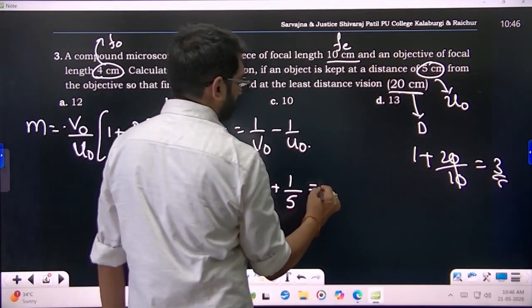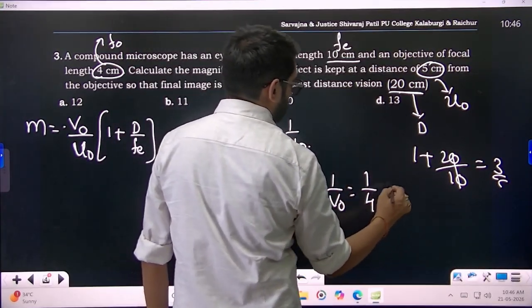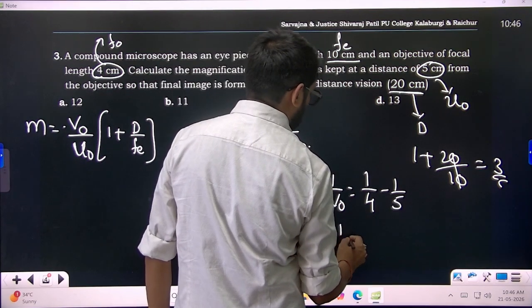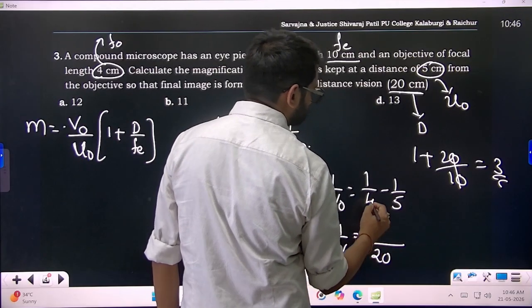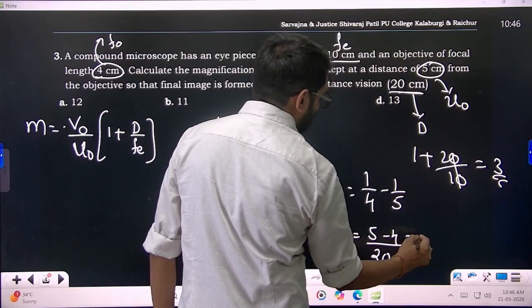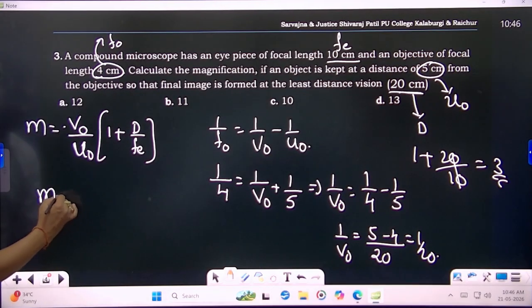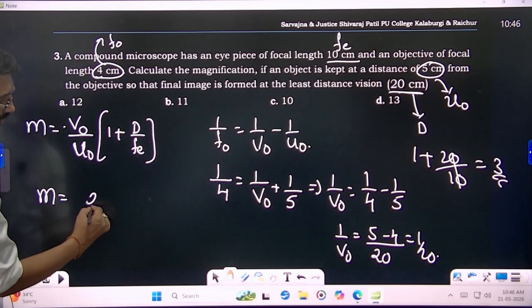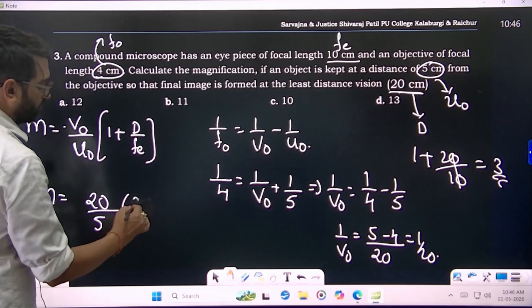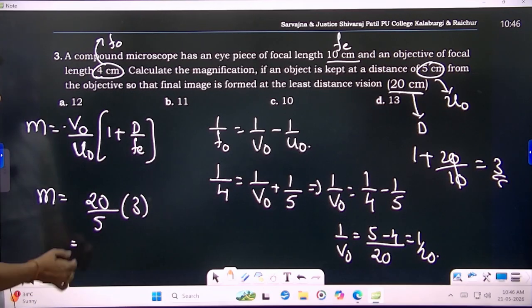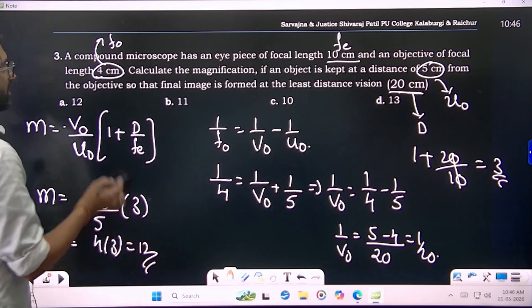So this implies 1 by v0 is equal to 1 by 4 minus 1 by 5. So 1 by v0 is equal to, LCM is 20, 5 minus 4, this is 1 by 20. So v0 is 20, hence the magnification is 20 divided by u0. u0 is 5, into this we got 3. So this is 4 into 3, that is 12. So the magnification is 12.